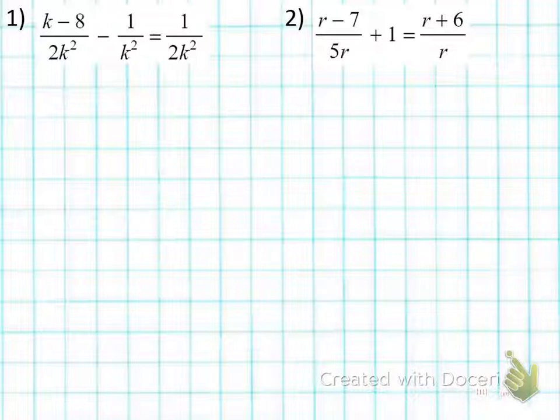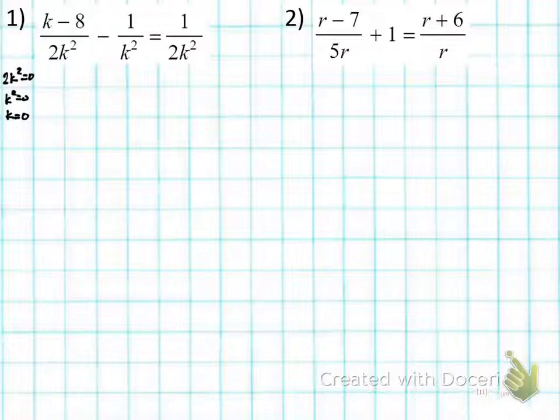So this first denominator is 2k squared. I need to make sure that I identify any excluded values. So I'm going to take 2k squared and just write it to the side and solve to see if there are any excluded values. When I do that, I see k cannot equal 0. Right? Remember that from last year? Okay. So k can't equal 0.